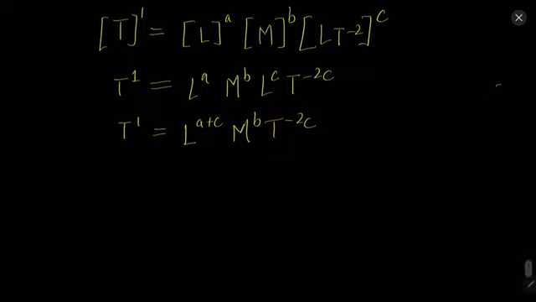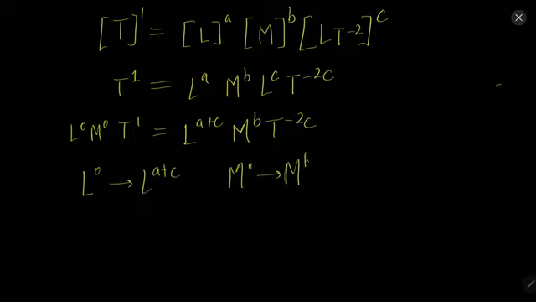So what do we need? We need to compare the similar entities. Here L is 0 and M is also 0. So L to the power 0 and L to the power A plus C will be compared. M to the power 0 and M to the power B will be compared, and T to the power 1 and T to the power minus 2C will be compared.